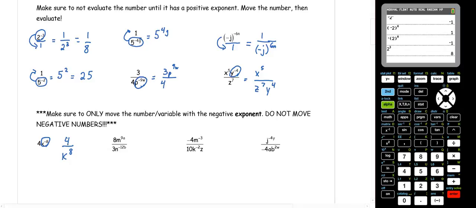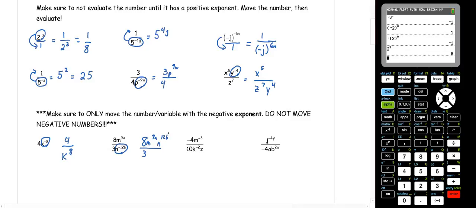In the next one, we have 8m to the 9a over 3n to the negative 12b. The only thing that has a negative exponent is this n, so that's the only thing that should be moving. So we still keep 8m to the 9a and 3 in the same place. The only thing that's moving is n to the 12b.